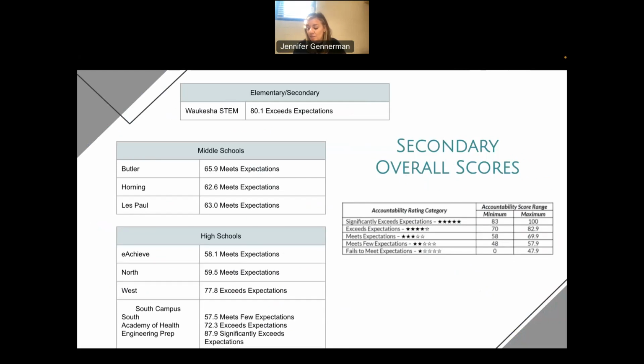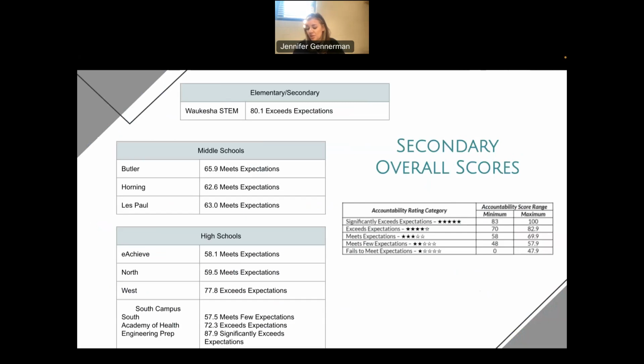Since South High School has the Academy of Health and the Engineering Prep School, there are 3 different report cards. But since the students and staff really are within one complex, we have them listed out in one category. So you'll see how students performed at each school, but know that all students attend South Campus and have the same teachers, and it's often the same students that are attending both schools.